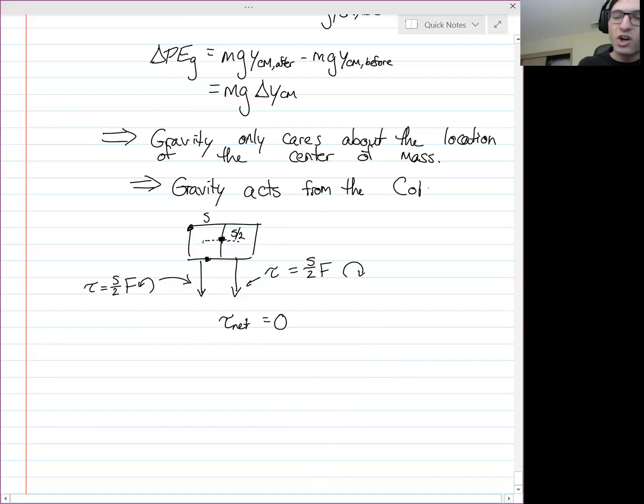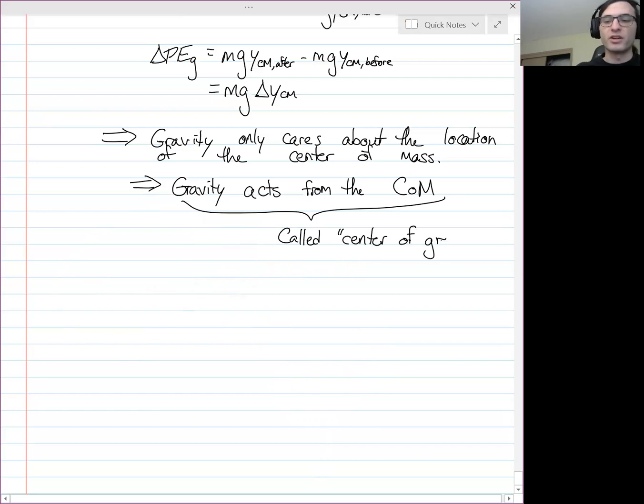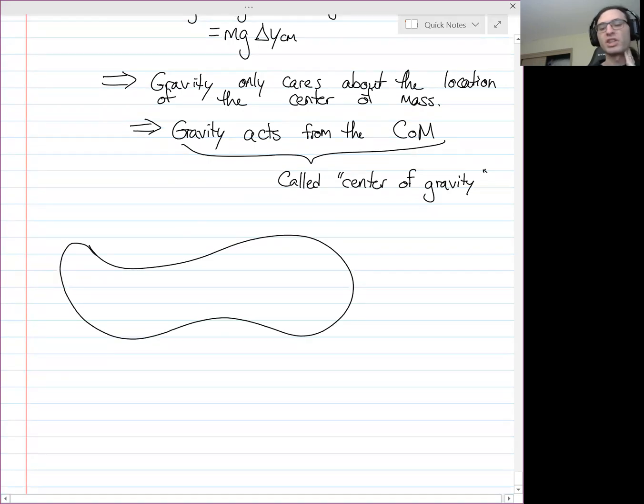So this was all just to justify where we draw our arrows on our extended force diagram. By the way, this whole business of gravity only acting from the center of mass is often what's called the center of gravity. That's why people will use the center of gravity and the center of mass interchangeably. But the whole point is if you have some complicated, lumpy thing, and the center of mass is here, then gravity acts from that point. That was the whole point of this exercise, just to explain why that's reasonable.